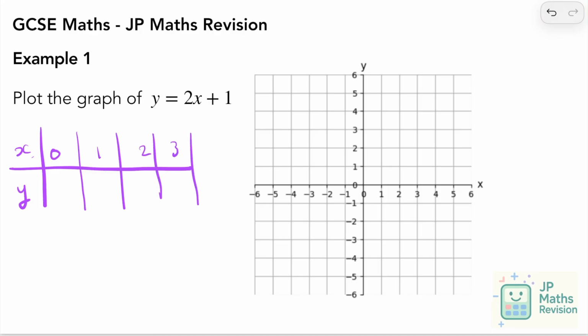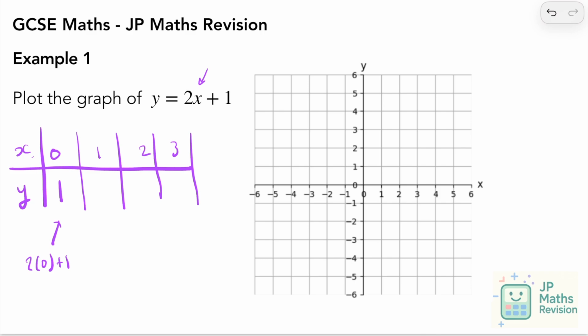So what we now need to do is find the corresponding values of y when x is 0, 1, 2 and 3. So when x equals 0, you just sub x equals 0 into here. So it's going to be 2 times 0 plus 1. So 2 times 0, that's 0, 0 plus 1 is 1. So when x is 0, y is 1.